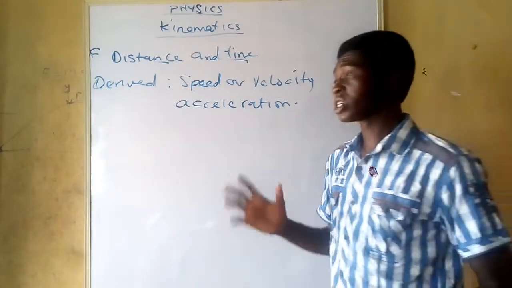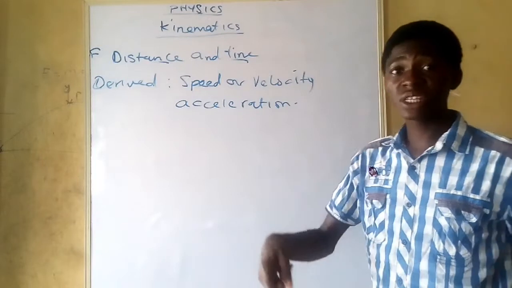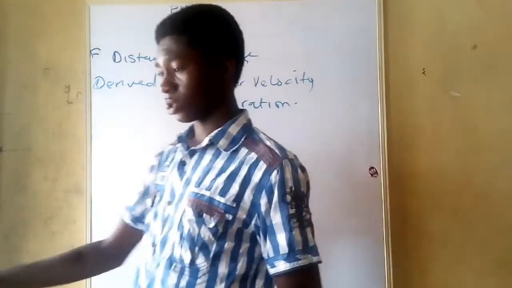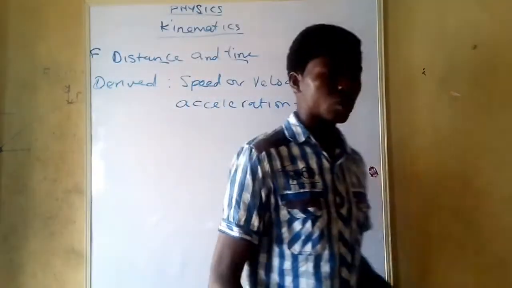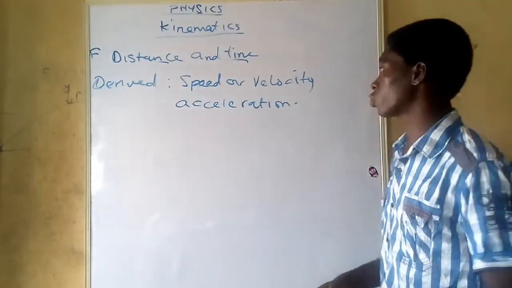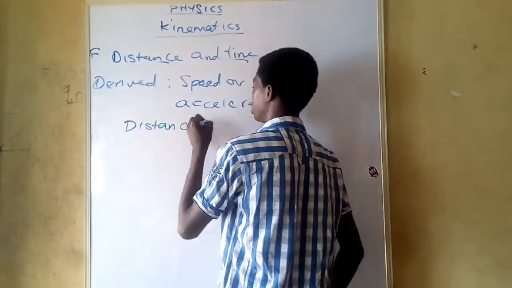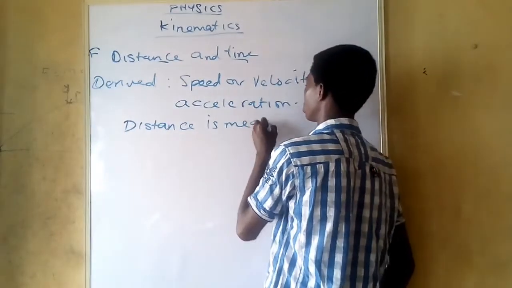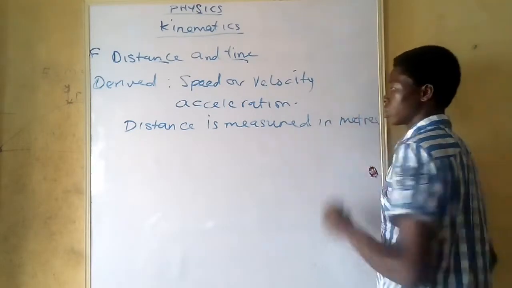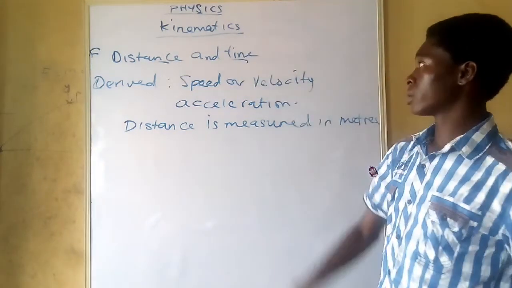Just a change in position of an object. But what is distance? Distance is the space that is covered during motion. If I move from here down to whatever place, what is the distance I cover? What is the space that I have covered? It is measured in meters. So distance is measured in meters. Then we have time.